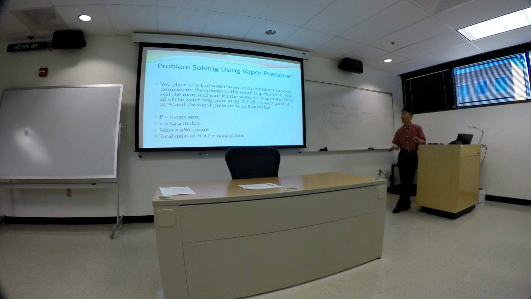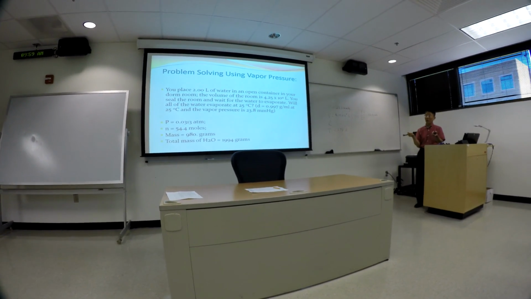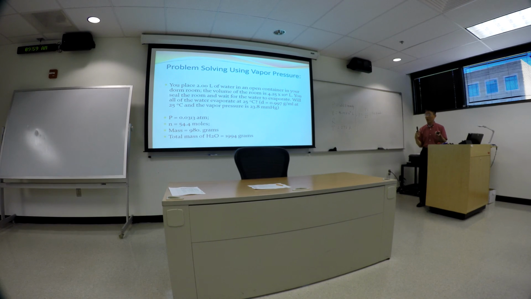So this is another type of calculation that we can ask you using vapor pressure. Combining it with the gas law equation PV equals nRT, you figure out the quantity of water that will get into the gas phase in terms of moles, then convert that back into mass, and you can solve this problem.